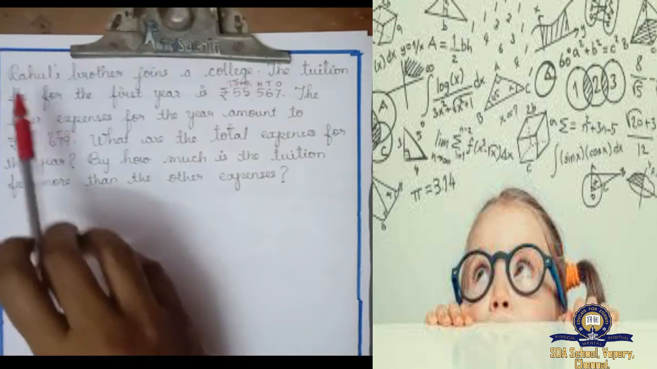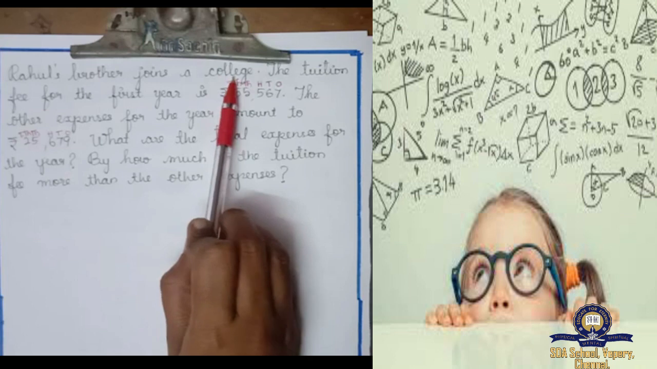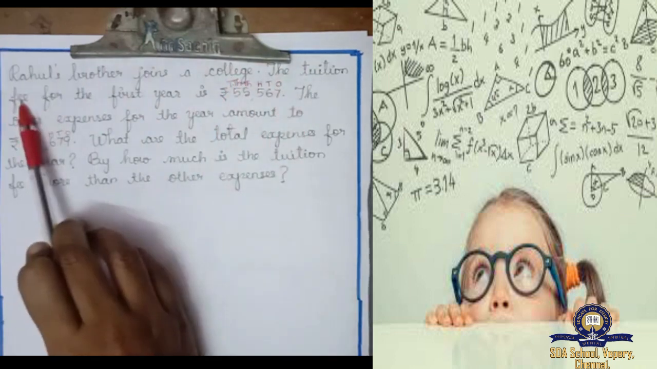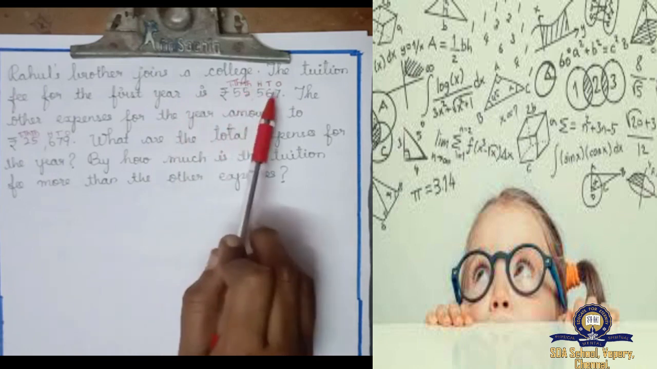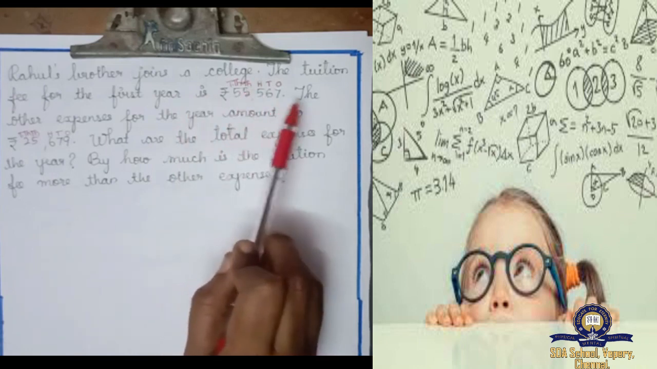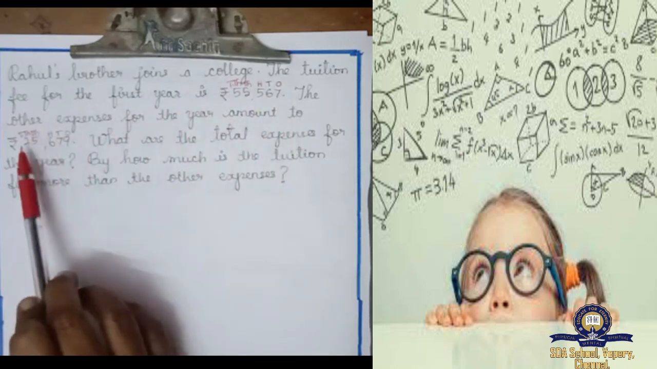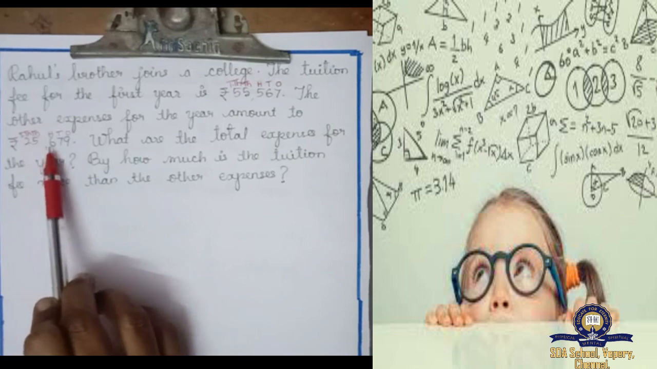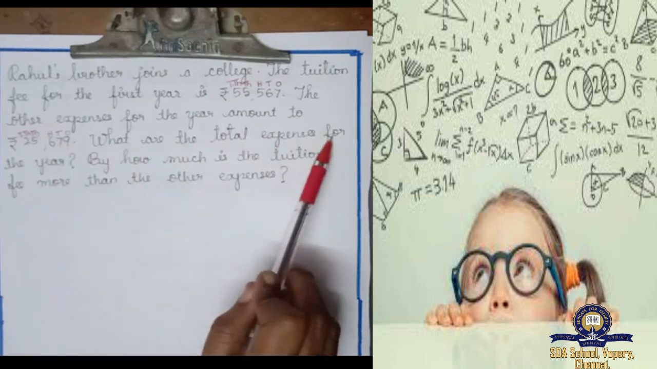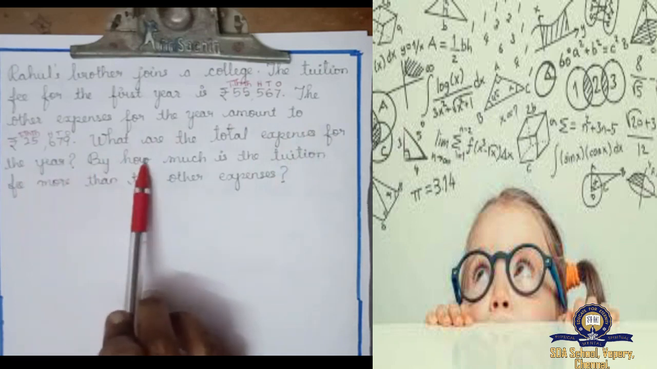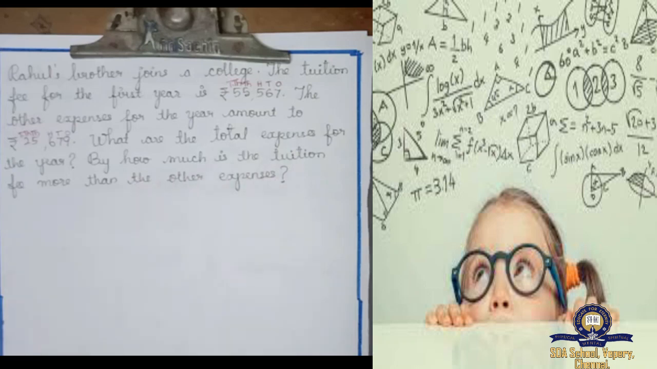The second is Rahul's brother joins a college. The tuition fee for the first year is 55,567. The other expenses for the year amount to rupees 25,679. So what are the total expenses for the year? By how much is the tuition fee more than the other expenses?